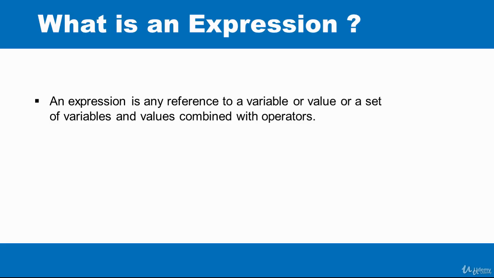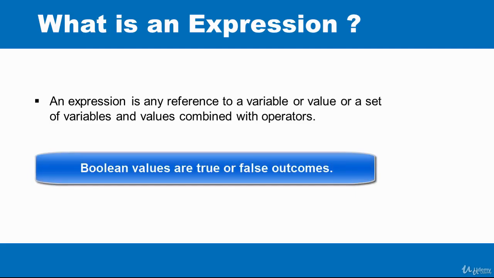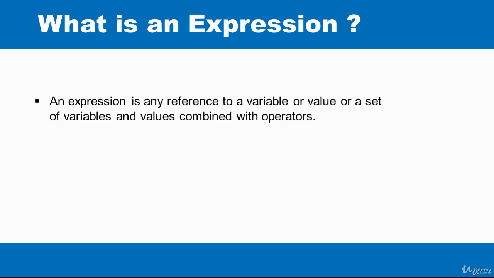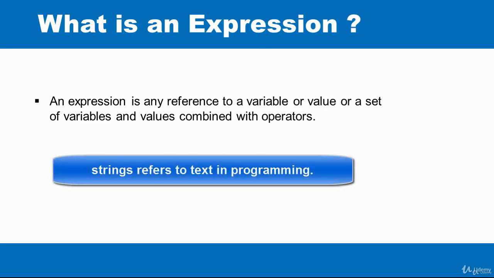For example, a number like 7 is a value. A Boolean value is a value that is either true or false. So there can only be two outcomes. Those are known as Boolean values. Also, a collection of text is referred to as a string data type.